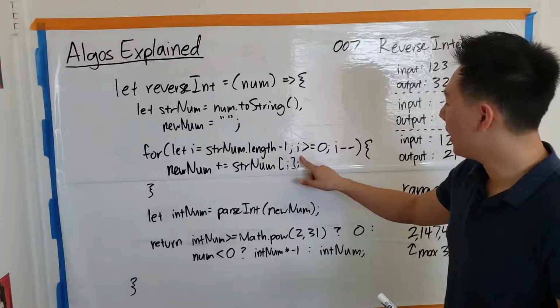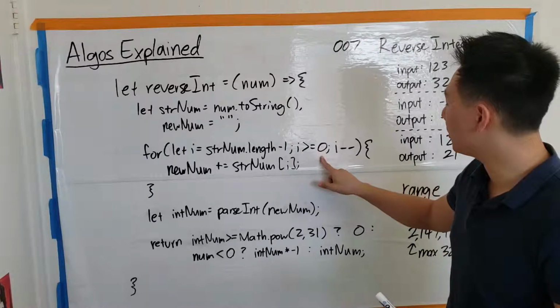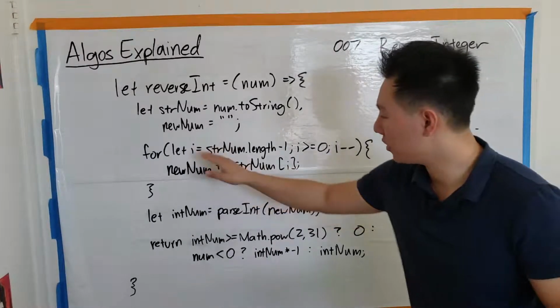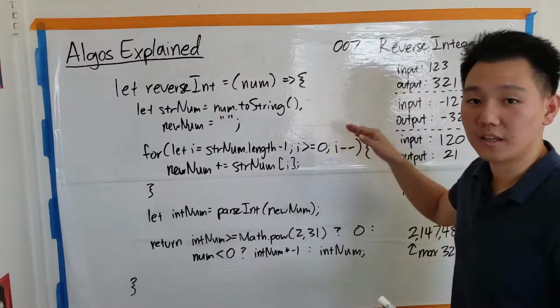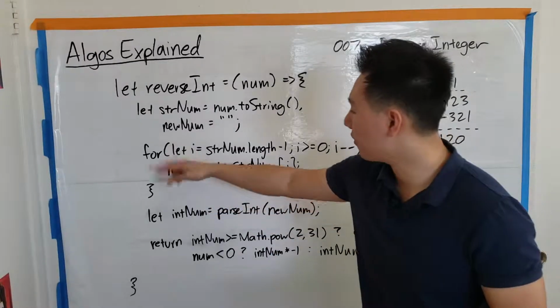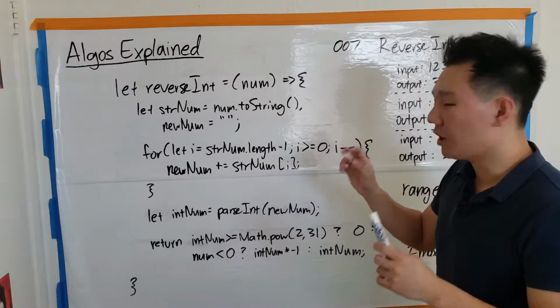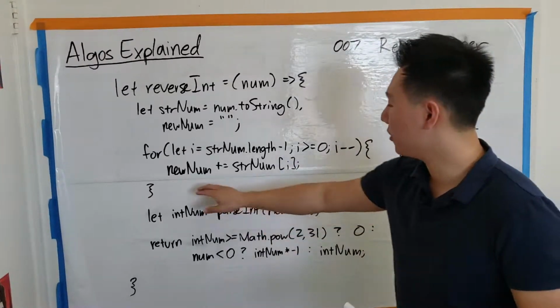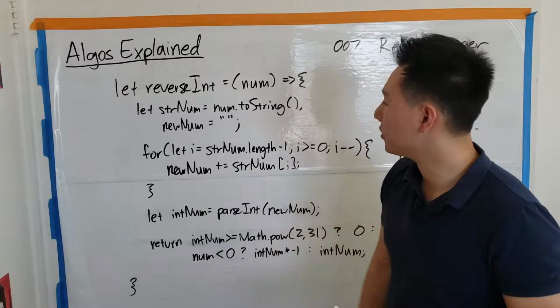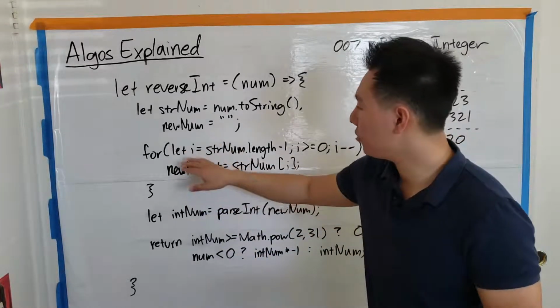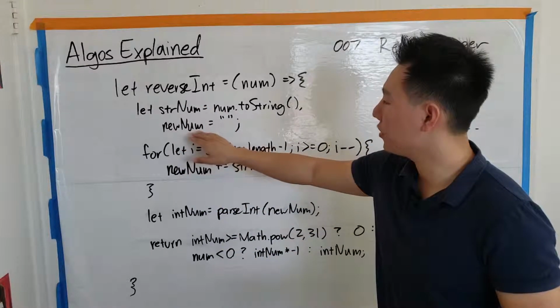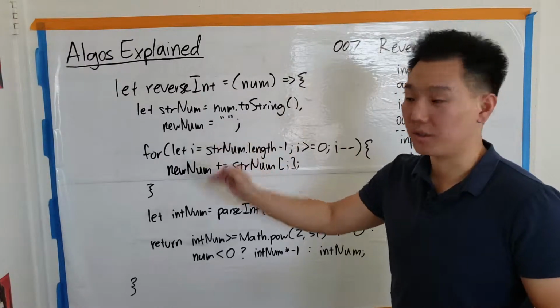We do want that. As long as i is greater than or equal to 0, we continue with this and decrement the i index by 1. And so pretty much for every single number in that string number, we're going to add it to the new num. So at the end of this for loop, we're going to have the string num and we're going to have the new num in string format, just backwards.